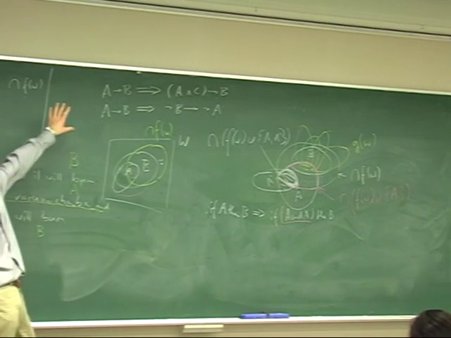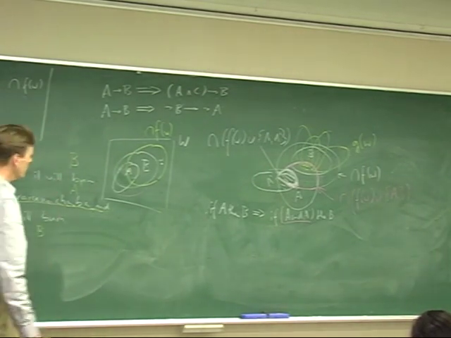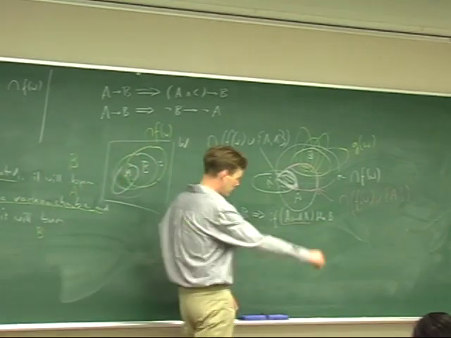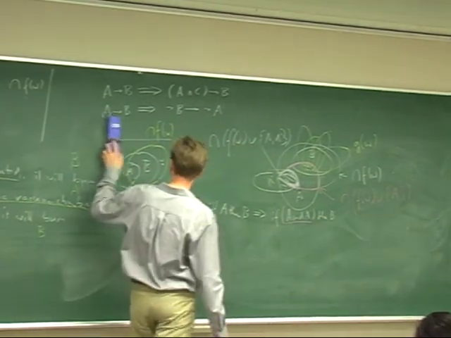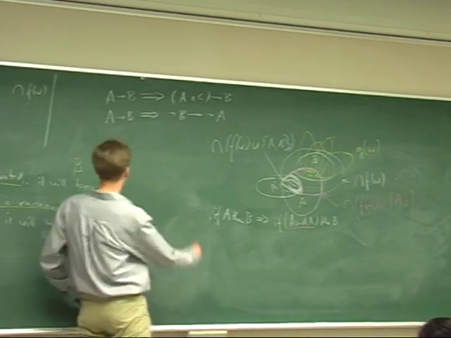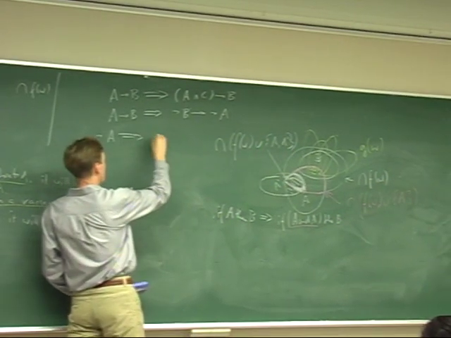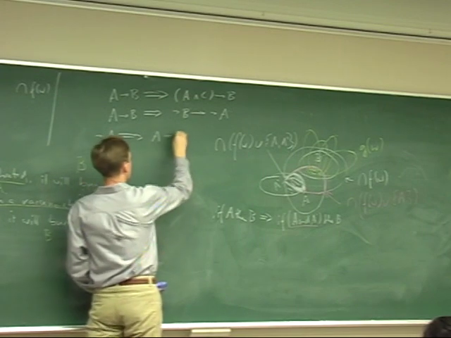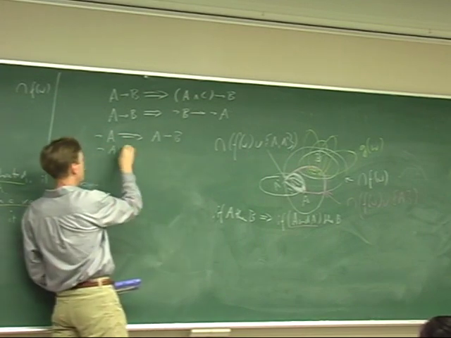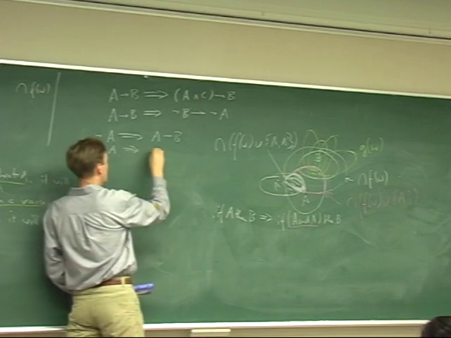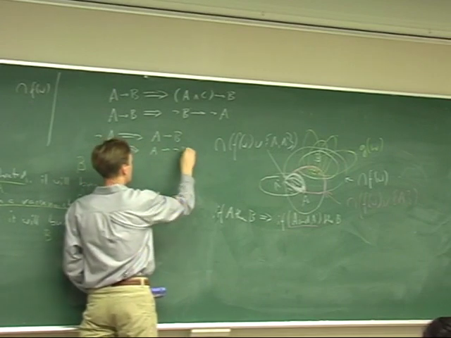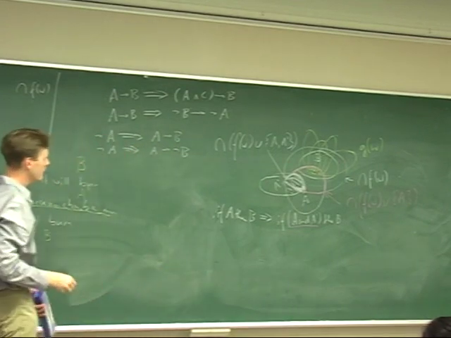There are other inference patterns of this kind, some of which we have on the handout, where from not A it follows that if A then B, and from not A it also follows that if A then not B.